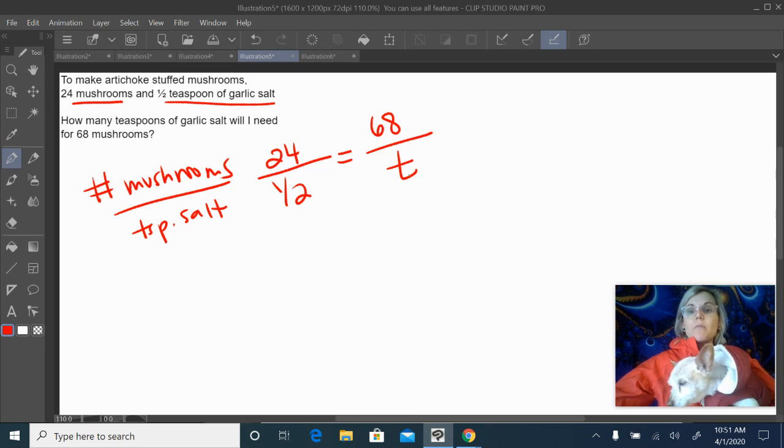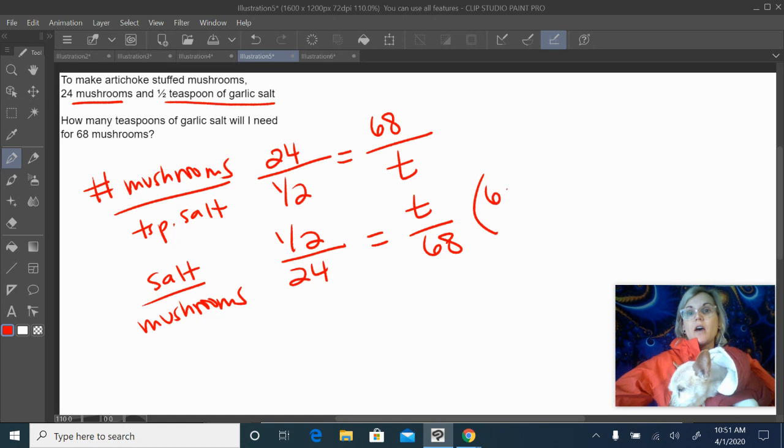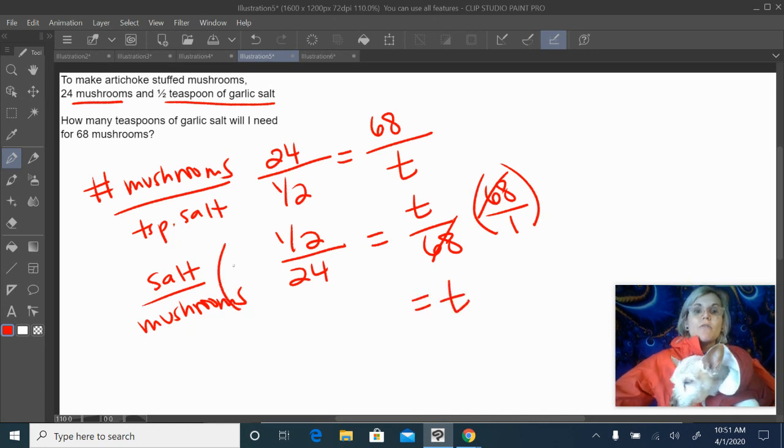Again, my variable is on the bottom, so let's just flip it. So a half over 24 is the same thing as T over 68 because mushrooms over salt is the same thing as saying salt over mushroom. So everything's got to change positions top to bottom. All right, so now again, using my multiplicative property of multiplication, I'm going to multiply by 68 to get rid of that 68 that's being divided. So I get T on the right. Whatever I do to one side, I have to do to the other.